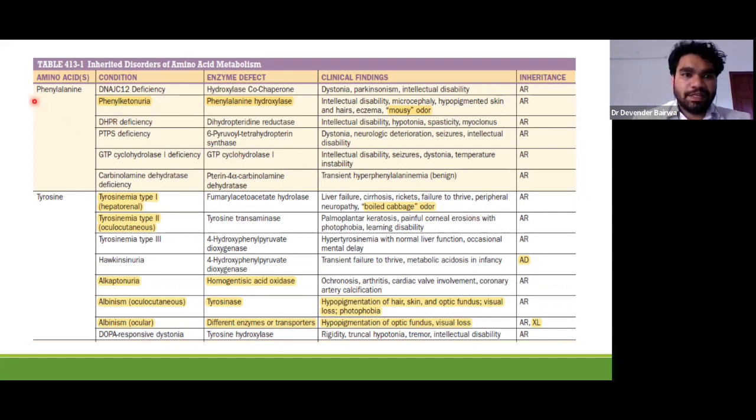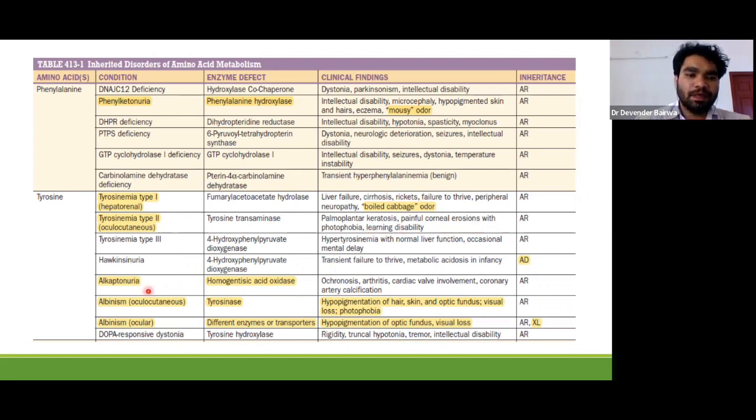So let's say phenylalanine. There are various kinds of defects in this condition. Phenylketonuria, we will discuss subsequently in detail. It is because of deficiency of phenylalanine hydroxylase, and this condition has a typical mousy odor because of the substrate collection. Then in tyrosinemia, type 1 is there, type 2 is there. Type 1 is more lethal, also known as the hepatorenal form, and is associated with a boiled cabbage odor. Tyrosinemia type 2 is oculocutaneous, less severe, and associated with palmoplantar keratosis, painful corneal erosions with photophobia, and learning disabilities.